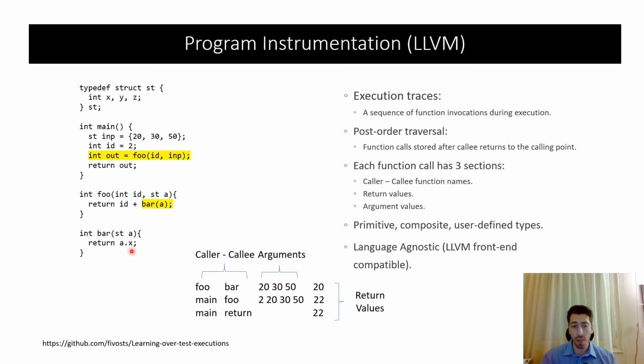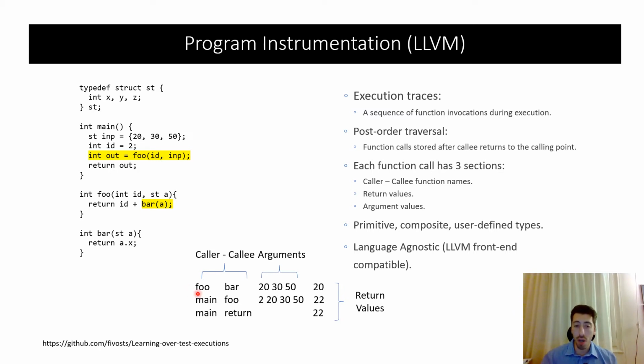So bar just returns the X field of struct st, and then we return back to the main function and the status code is returned. So in this dummy example, this is how our execution trace would look like. First of all, main would call foo, and then foo would call bar. So bar would return A of X, which means that this would be the first function call that we would capture in the execution trace.